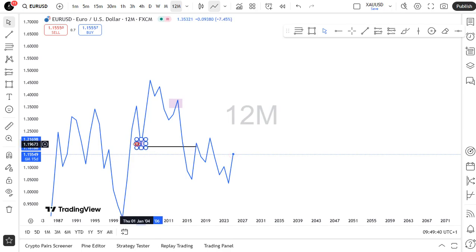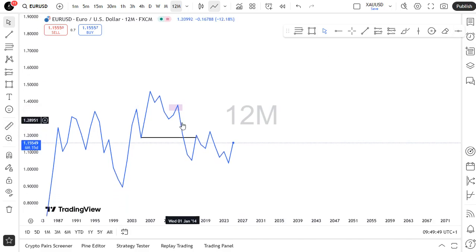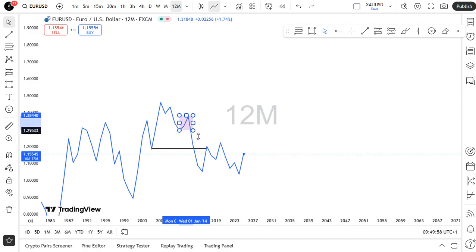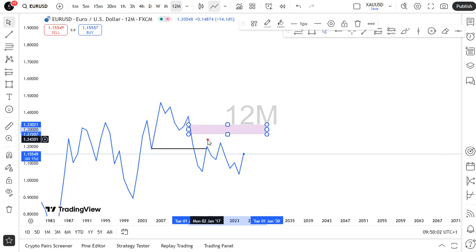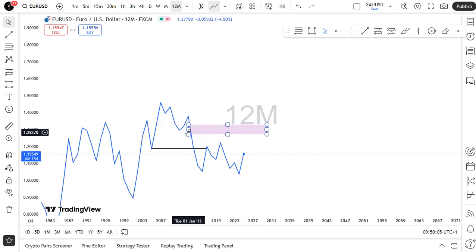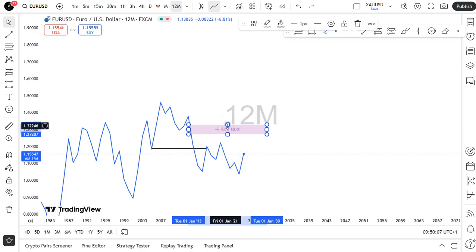So now, when this actually broke the structure downwards, we should expect that price will not just fall down flat. Price should actually have gone back up a bit. Back up a bit where? Somewhere around here, inside this region here. Do you know why I'm drawing that box here?